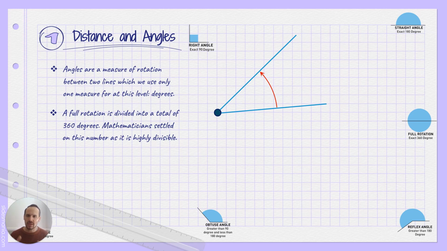A full rotation of a complete circle, we represent as 360 degrees. And this number has been chosen because it's highly divisible. We can divide that up into many portions without necessarily going to a decimal number, which is handy. It's the same reason why we have 60 minutes in an hour or 60 seconds in a minute, because these are just highly divisible numbers.